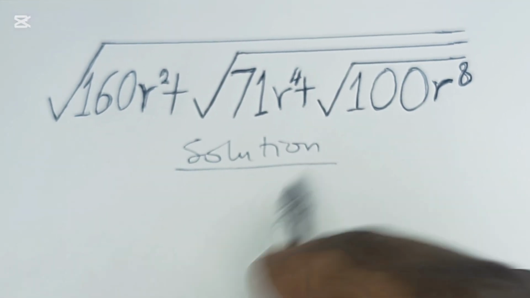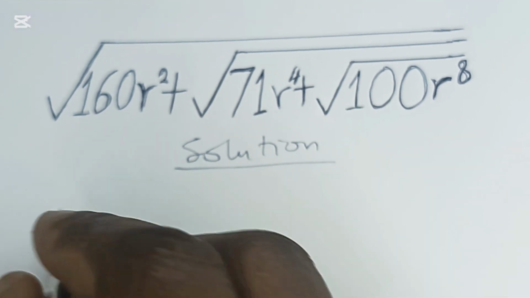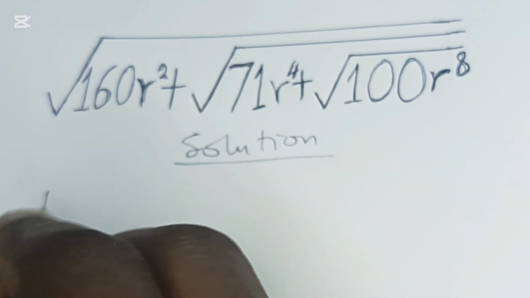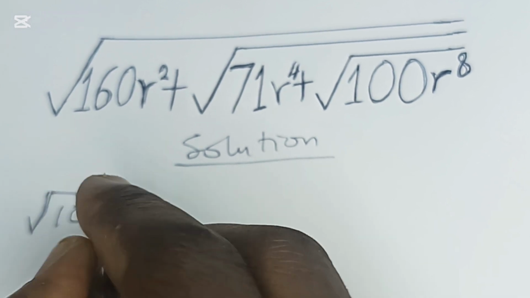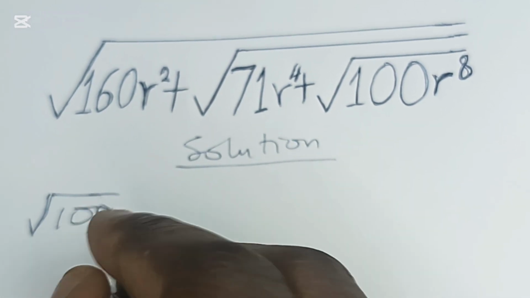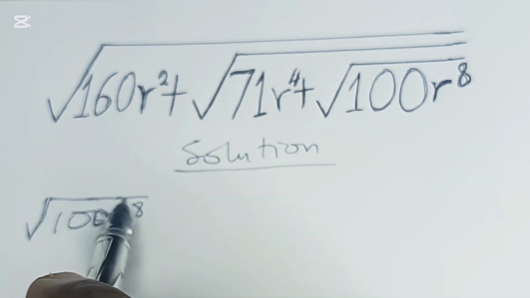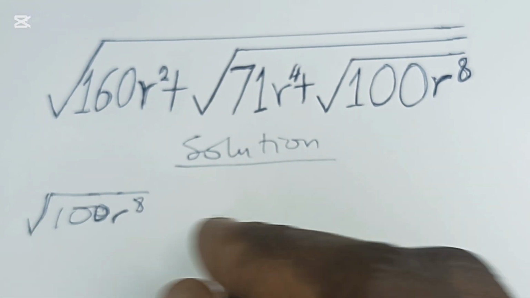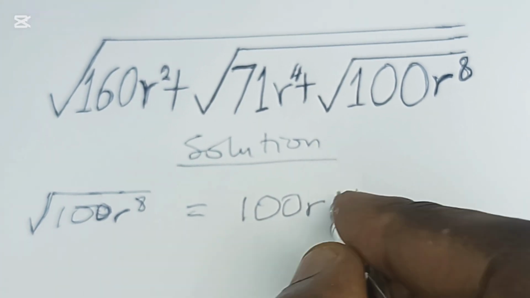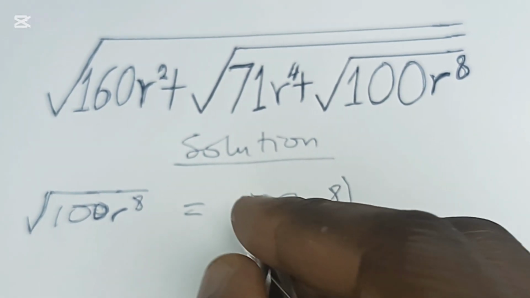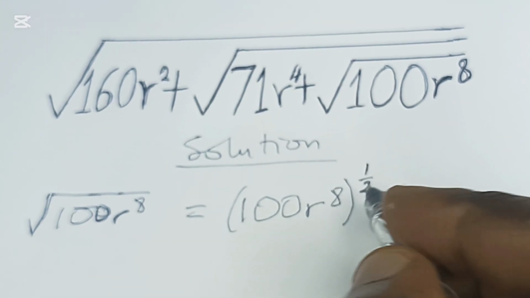To solve this type of question, we start from this. So let's take this out. So we have the square root of 100r raised to the power of 8. Okay? Square root means raised to the power of 1 over 2.